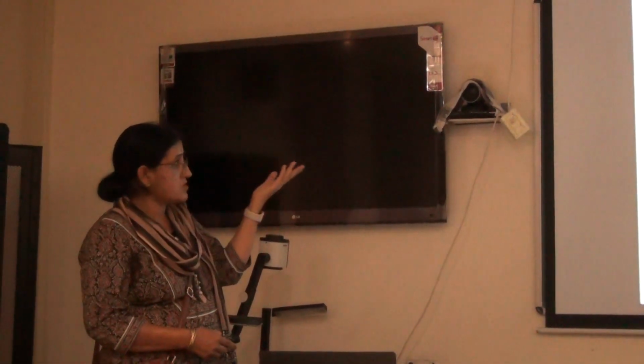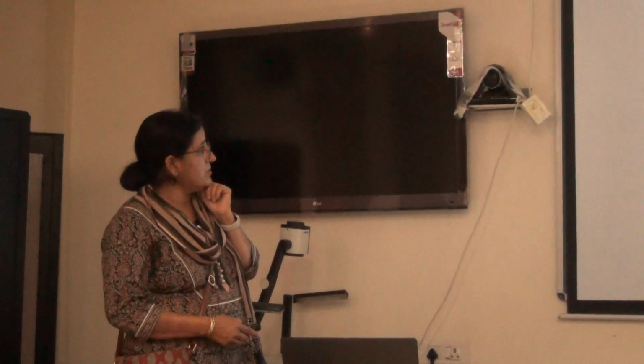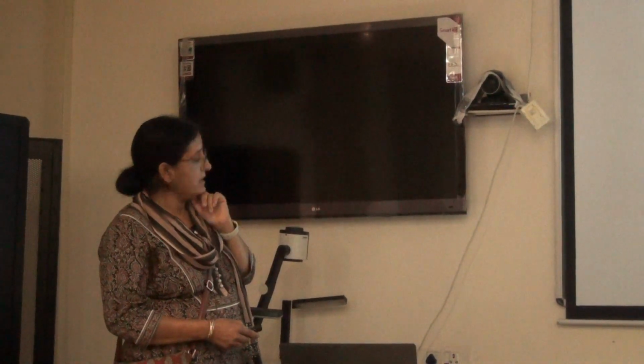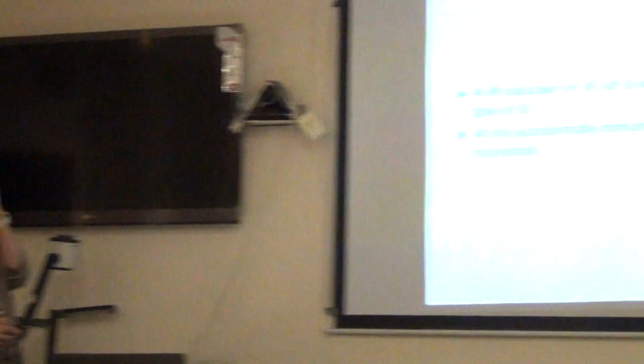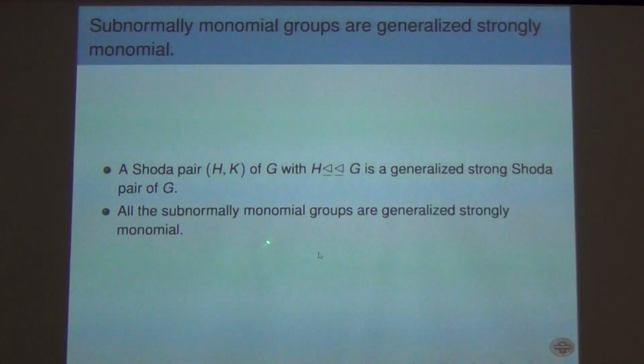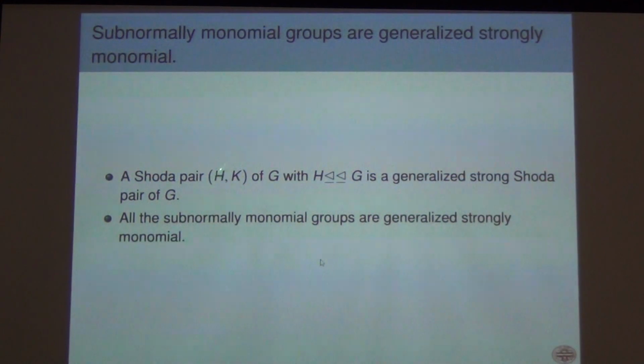So a strong Schur pair is a generalized strong Schur pair, you know, all strongly monomial groups are generalized strongly monomial. So we started with this. We were looking at what are those Schur pairs which are generalized strongly monomial. So if H is normal in G, then it's an extremely strong Schur pair, it is a strong Schur pair. So we proved that if H is subnormal in G, that means if there is a subnormal series of subgroups from H to G, then that happens to be generalized strongly monomial. That was the first observation. So what you get is that all subnormally monomial groups are generalized strongly monomial.